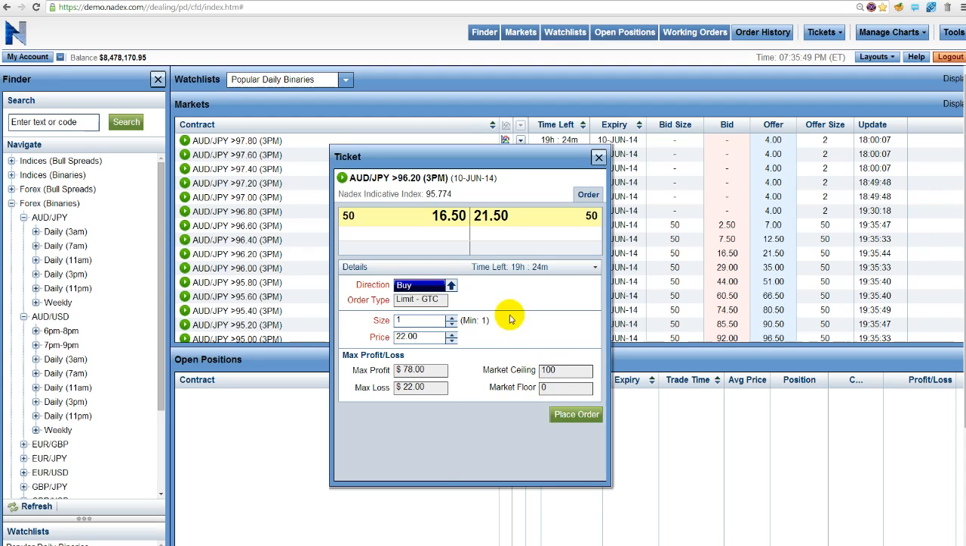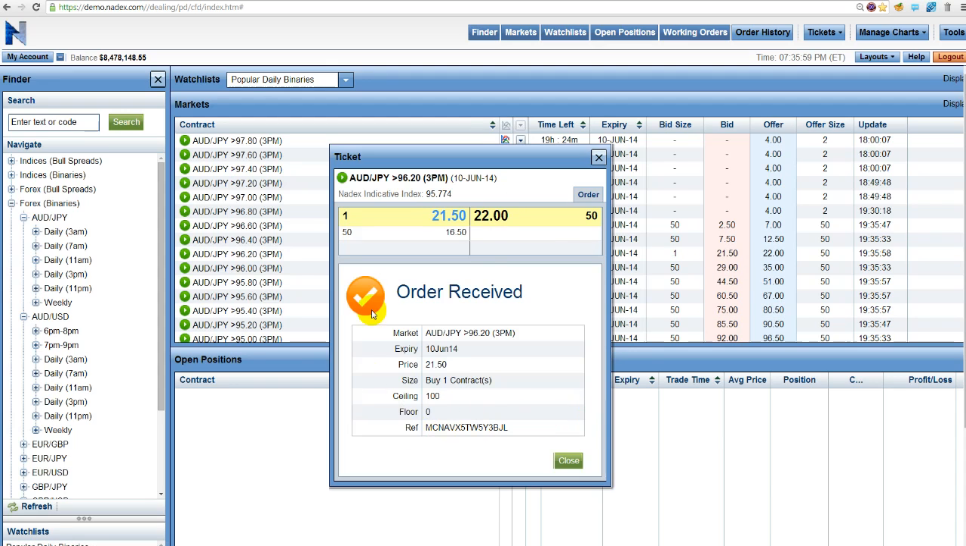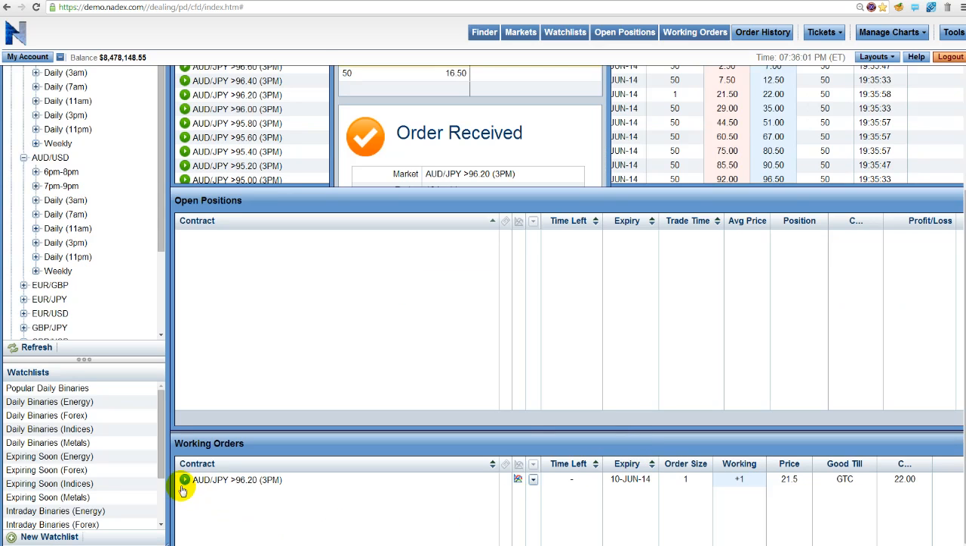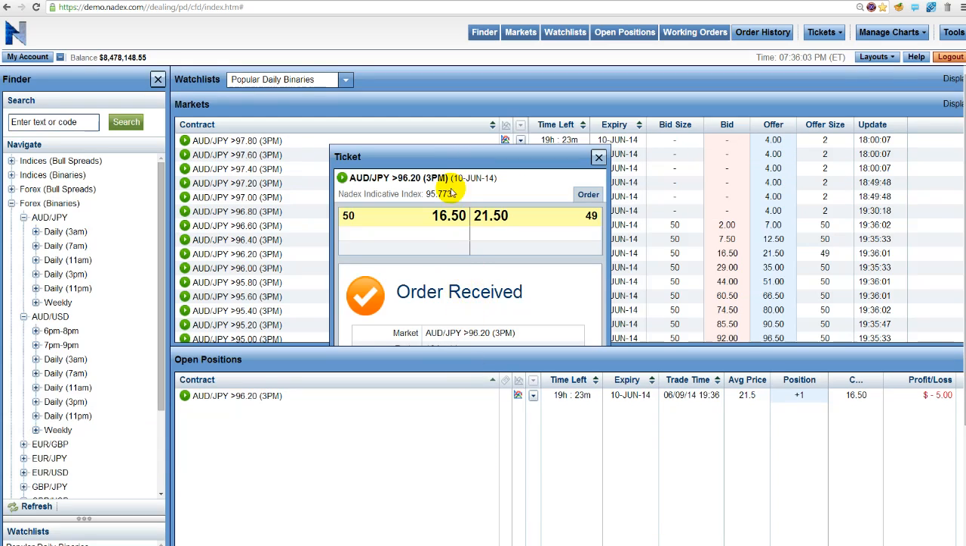So yeah, I got a great question that pops up. Can you show me how I buy at 22.50? So right now the market's at 21.50. So I'll just buy it at 21.50. Okay. I hit place order. Oh, went into working. Market moved right then. Okay, there it goes. Got filled. Market oscillated back down.